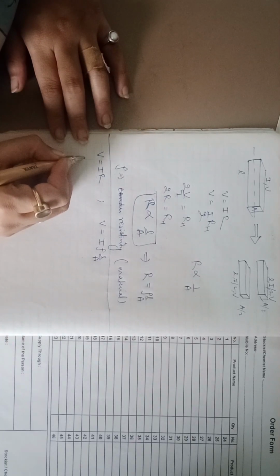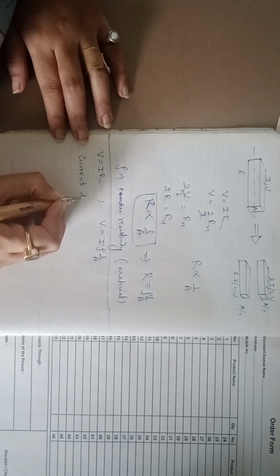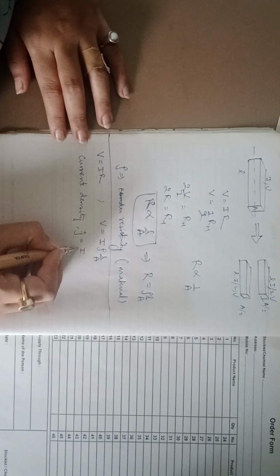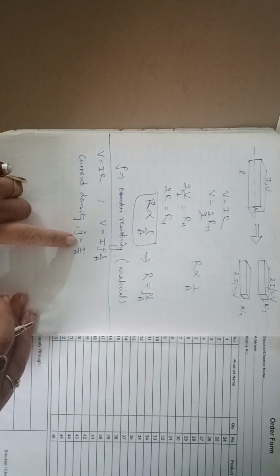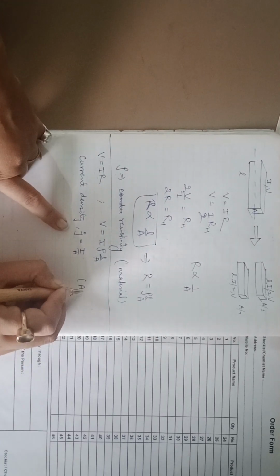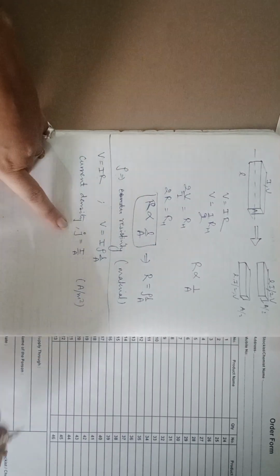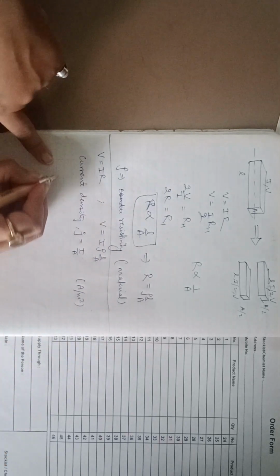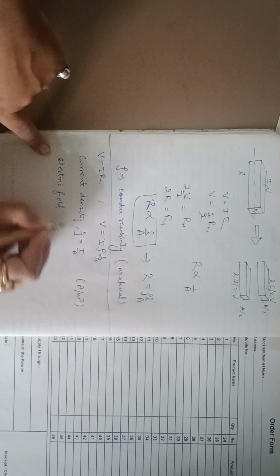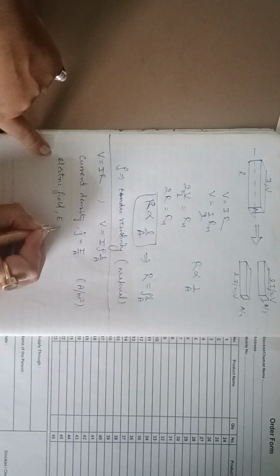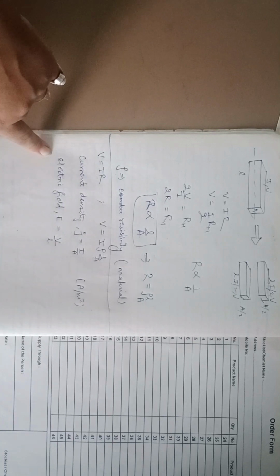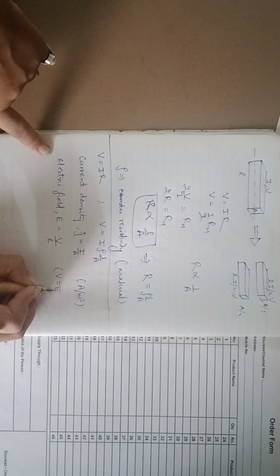Another thing is, I think in the previous classes you have read about current density, that is J, which is equal to I by A. Means current density J is equal to current upon cross sectional area, whose unit is ampere per meter square. Another formula is of electric field. I'm discussing here because we have to use it here. Electric field E is equal to V by L, or V is equal to EL.